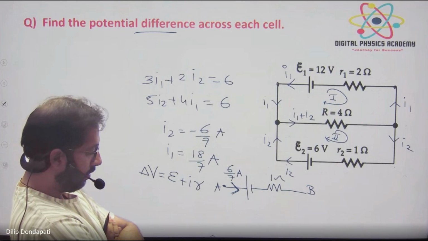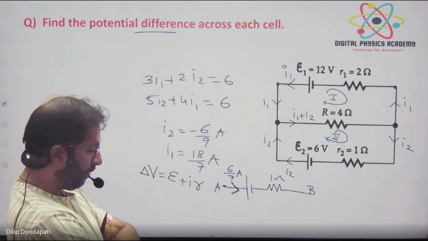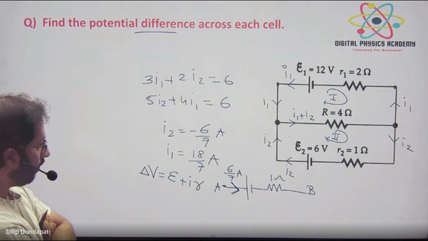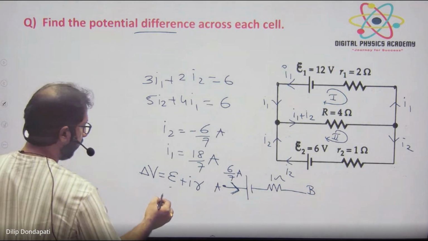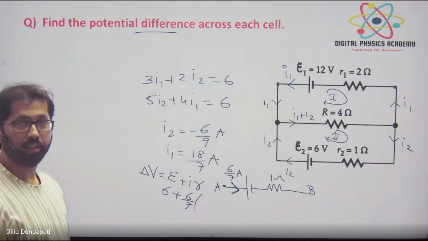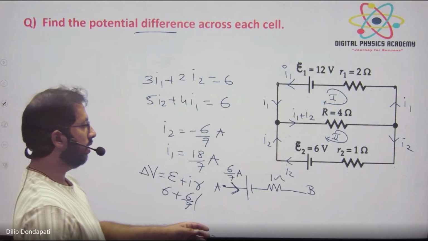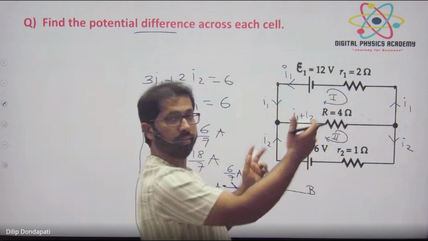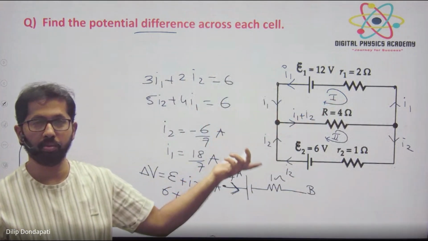Sir, for the 6-volt one, it's 36 by 7. Minus 36 by 7? No. E plus IR, right? E is how much? 6, right? 6 plus I, which is I2 in this branch, so 48 by 7. Yes. And the second one? Same, 48 by 7, because in parallel the voltage is the same, right? The resistance calculation also gives 48 by 7.